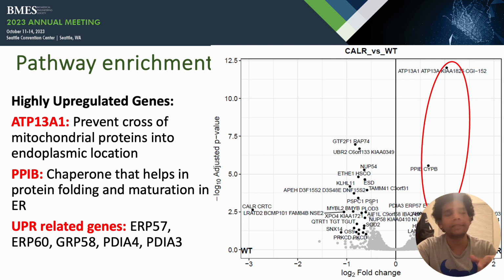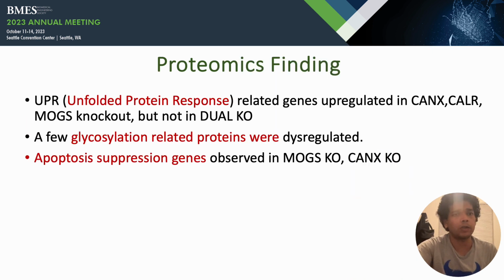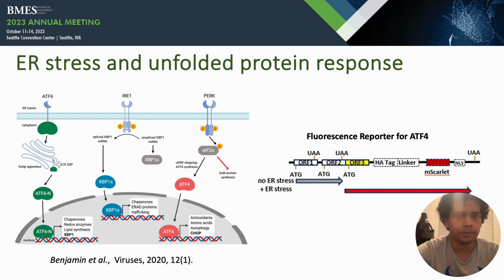And we did the similar analysis for all the different knockouts, and these are the major findings that we have found. There is upregulation of the unfolded protein response, and also some of the glycosylation related proteins are dysregulated. And finally, we have also seen that some of the genes that are upregulated might cause apoptosis suppression in MOX and calnexin knockout. So therefore we decided to go further to check the unfolded protein response, or we can say the ER stress.